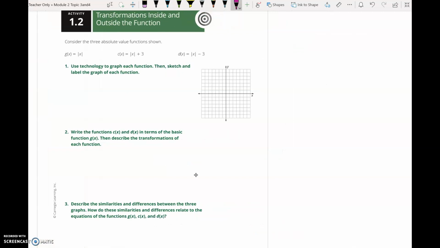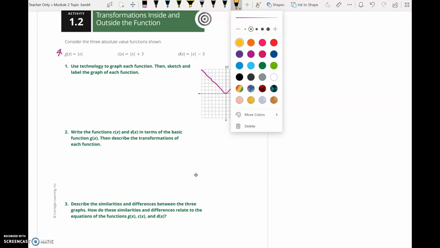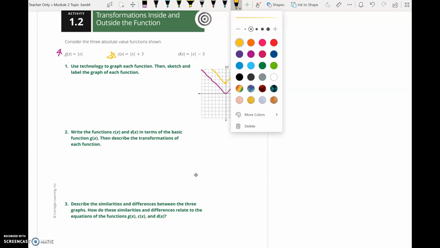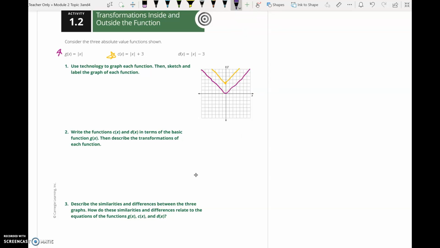So our basic one, up 1 over 1, it's going to be this one. If I add 3, I'm going to move everything up 3. And if I subtract 3, I'm going to move anything down 3. It's kind of like moving the y-intercept when we graphed lines.